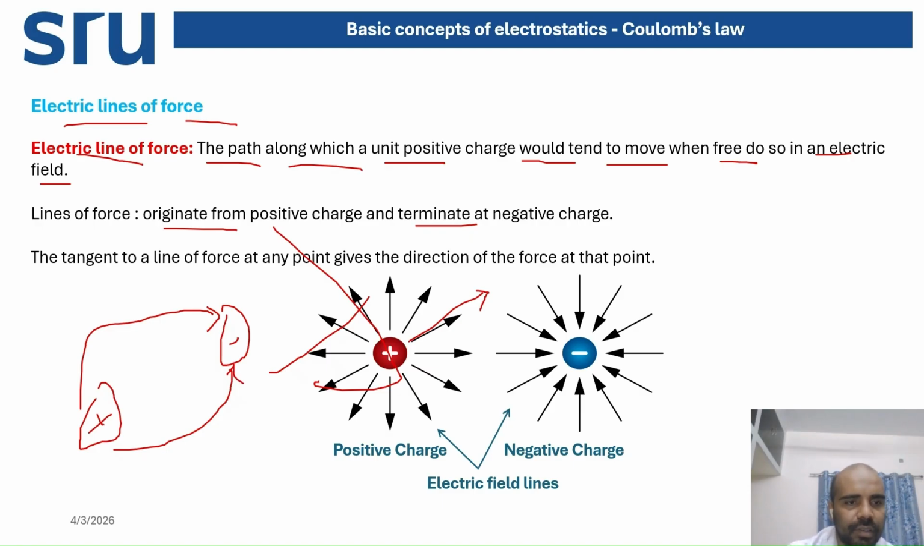So the tangent to a line of force at any point gives the direction of force at that point, right? So if you draw a tangent to the line of force at any point, it gives the direction of force at that point. So the line of force originates from the positive charge and terminates at the negative charge, right? So hope it is clear now what is electrical line of force. So now move to the next slide.